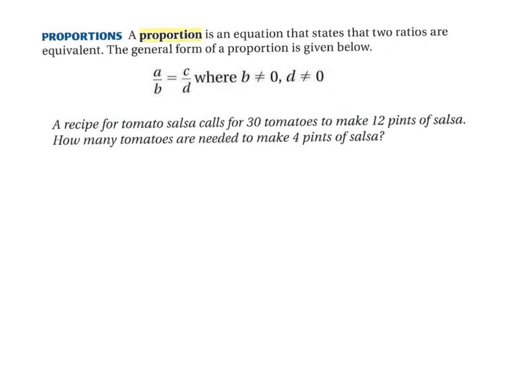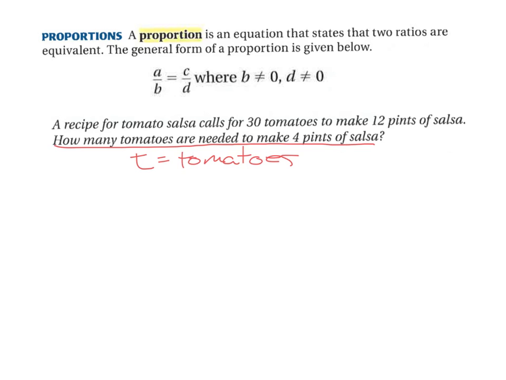So an example of a proportional relationship is shown below, where it says a recipe for tomato salsa calls for 30 tomatoes to make 12 pints of salsa. How many tomatoes are needed to make 4 pints of salsa? So we can find this answer by writing a proportional relationship. Now I'm looking for how many tomatoes are needed to make 4 pints of salsa. I'm going to make sure I underline that part. Since I'm looking for the number of tomatoes, I'm going to use T. T equals the tomatoes for 4 pints of salsa.